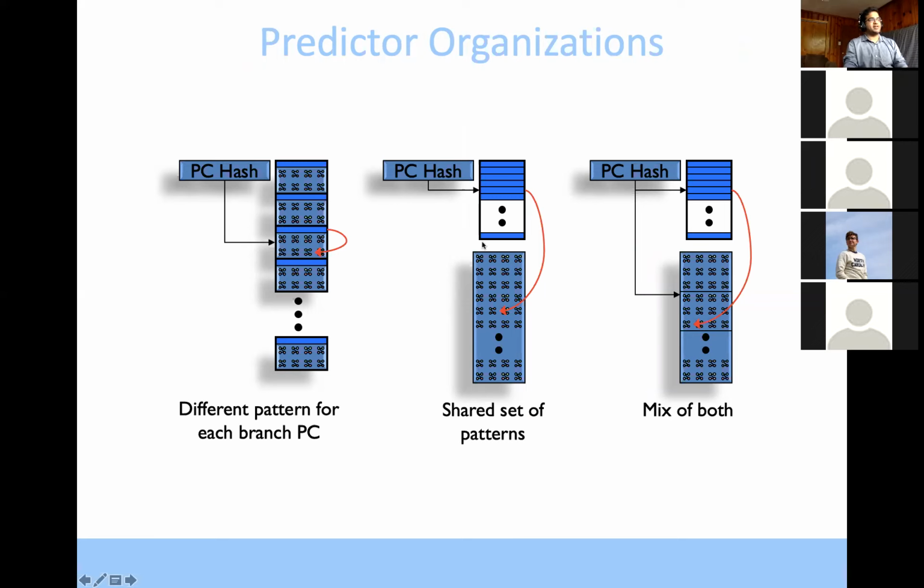You could have it such that you hash into some set of patterns, and then those patterns tell you which predictor to look at. Or you could have a mix of both, which is that this tells you a set of patterns to look at, but then you're restricted to look at a smaller set of predictors. So in this case, all the patterns and all the predictors are shared across all of the branches in the program, whereas here it's restricted to some smaller set, right?